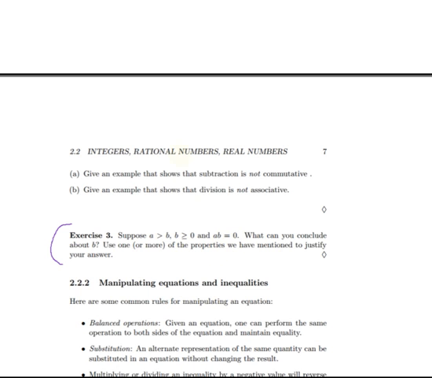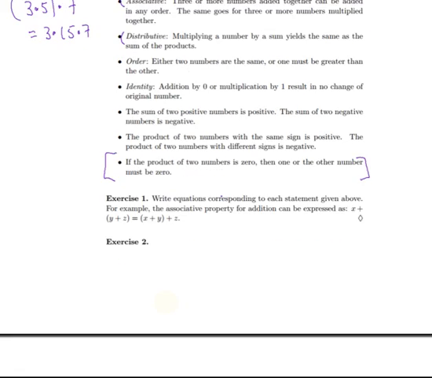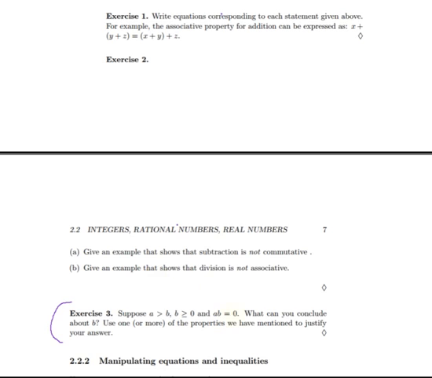Now here we have a product AB equal to 0. So if you look back at this list of properties, this seems to be a relevant statement: if the product of two numbers is 0, then one or the other number must be 0. Okay. Now, here we have AB equal to 0. So by that last property, if I was going to answer this, I would say by the last property, and I'm going to abbreviate to save time, one or the other of A and B has to be 0.